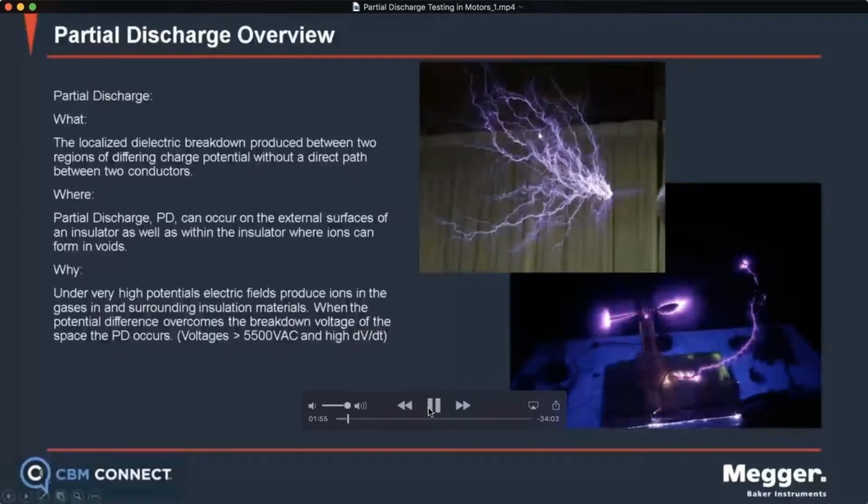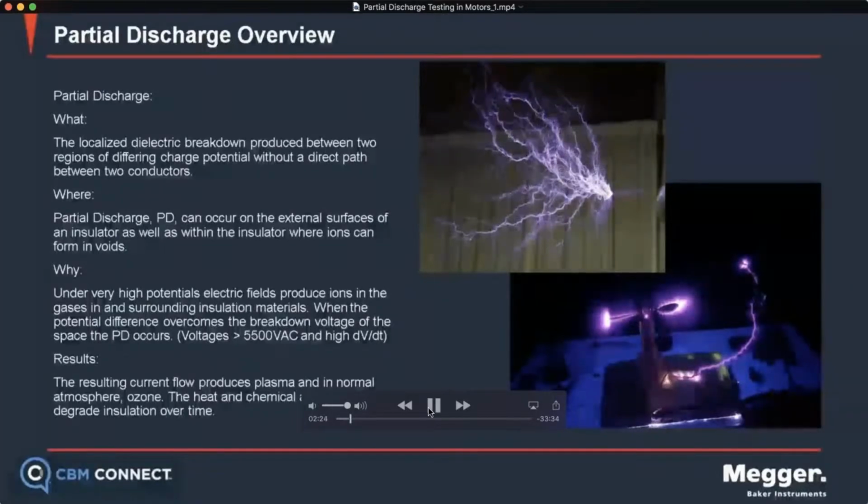Now, typically this is, like I mentioned earlier, high voltage, greater than 5,500 volts AC, but can also happen in lower voltage situations, even in our 460 volt motors. If there's a high rate of change of voltage, so that dV/dt, or the change in voltage with respect to time, happening very fast, it can also cause these local ionizations to occur and have the same effects as the high voltage.